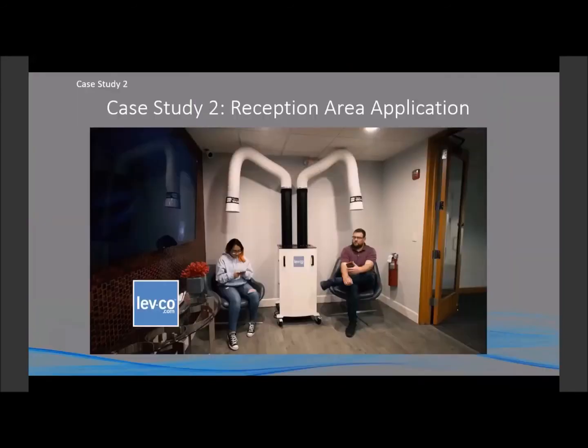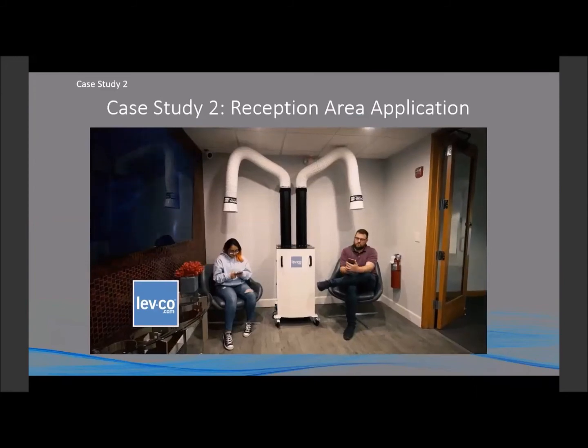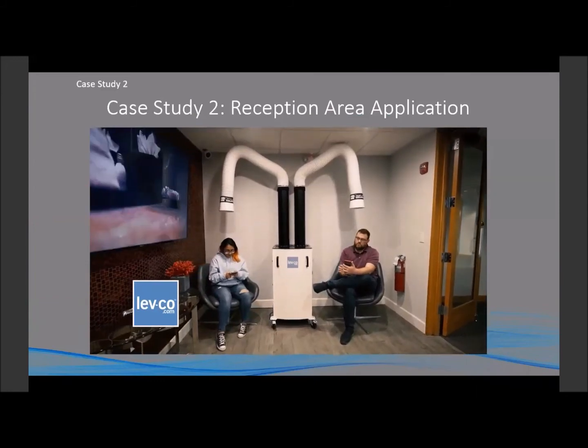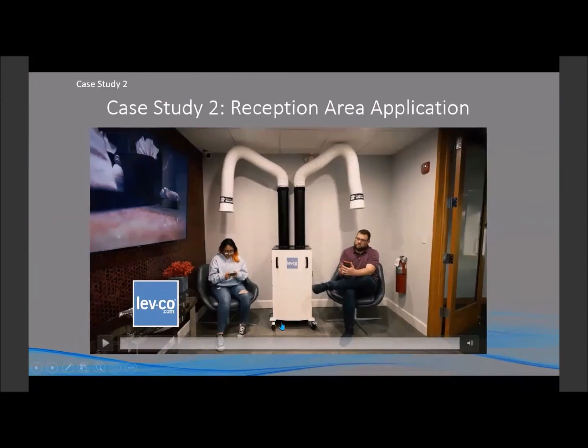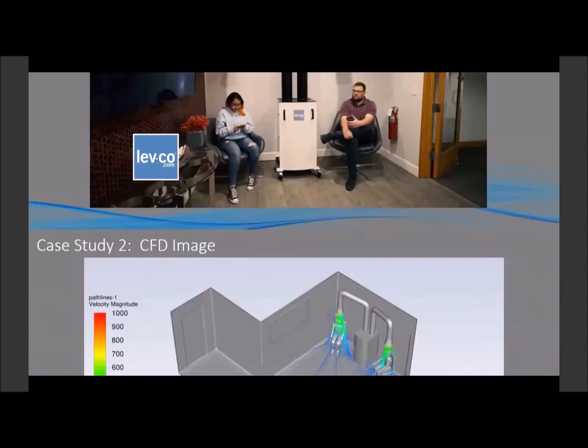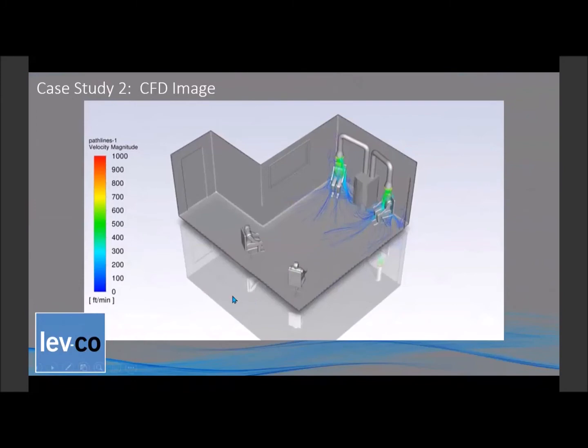And so here's another one, a reception area. Just see how it's mounted. These units, in this case, were extracting the air off the floor, filtering it to H14 filtration level, up and over, and down into the operator's breathing zones. Here's our little CFD model showing that.